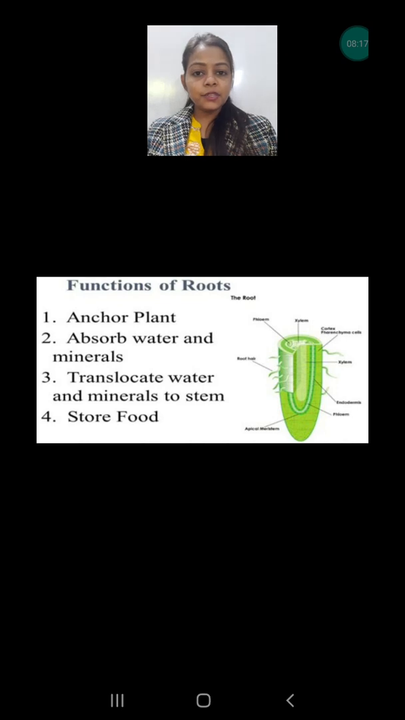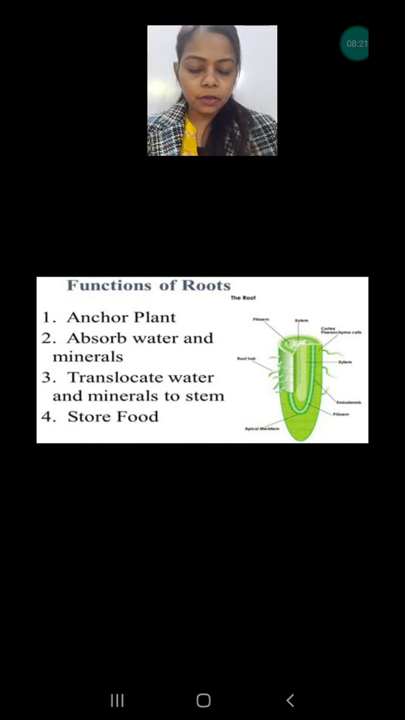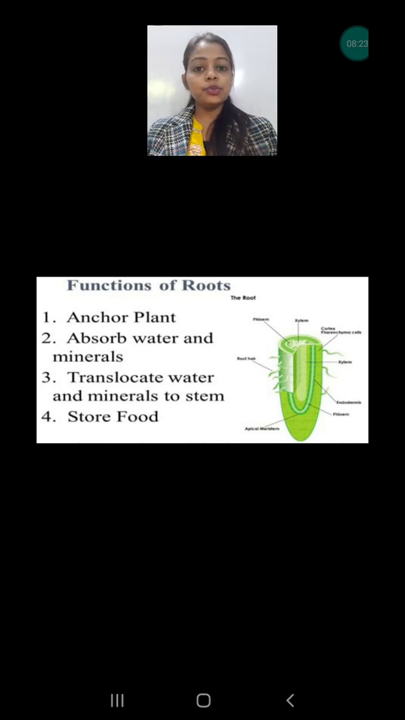Next, the last one is that they are storing food also. Just now I told you some parts of the plant are used to store food, and we eat those parts as food. We eat radish, we eat turnip and carrot. And which part are these? These are the roots. So these are swollen. Why? Because they store the food, and later on we use it as food. So the root also stores food.